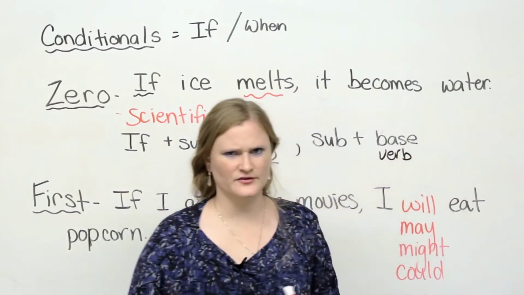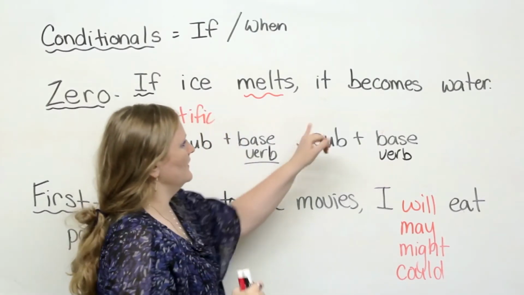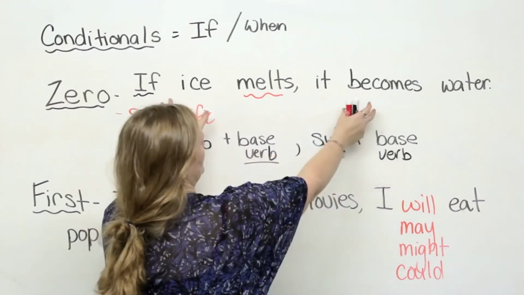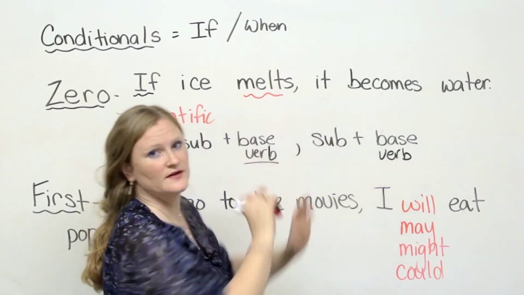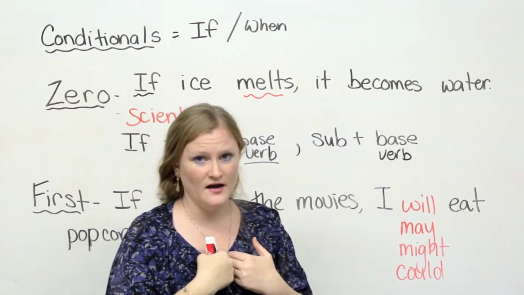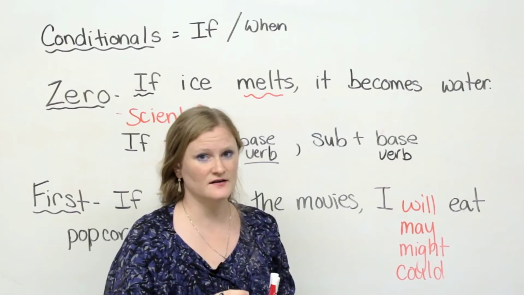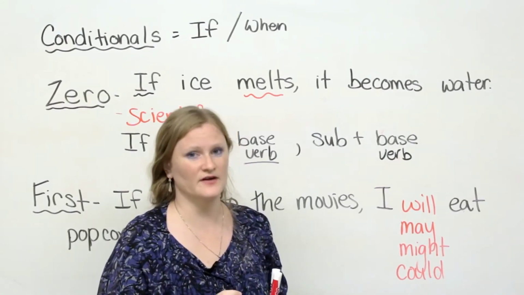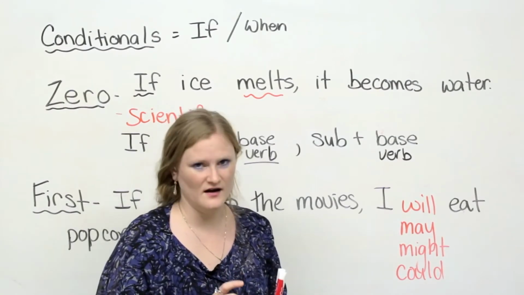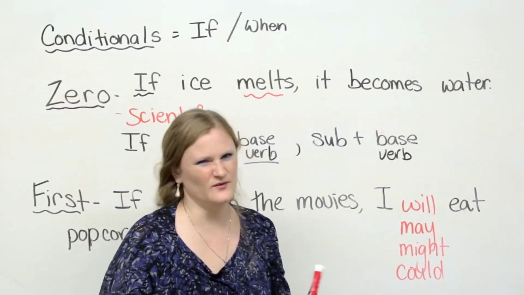Can you think of another zero conditional? You can change this and say, it becomes water if ice melts. I can also change the sentence order, and it doesn't affect the meaning of the sentence. If I drink 200 shots of tequila, I will be very sick. I might die, but I become sick. Violently sick. I don't want to do it.